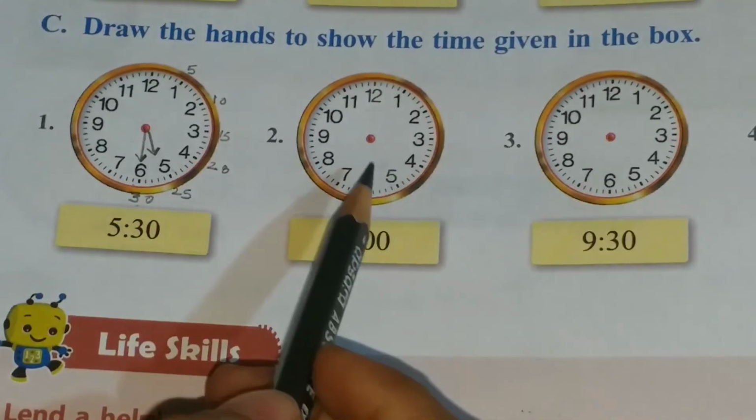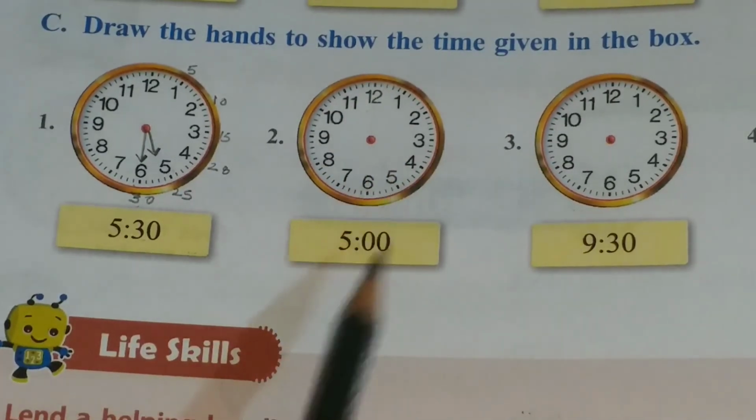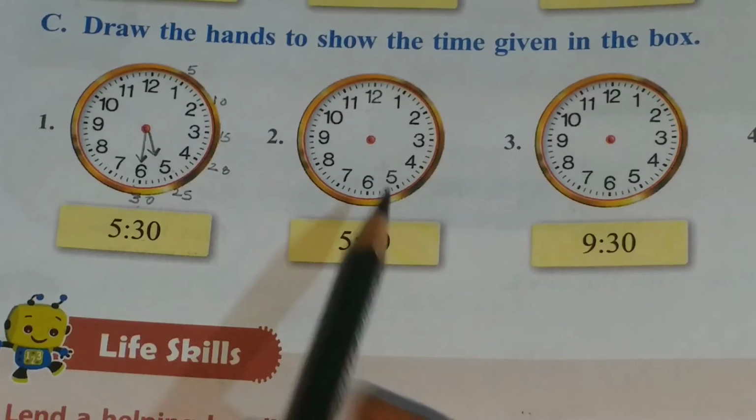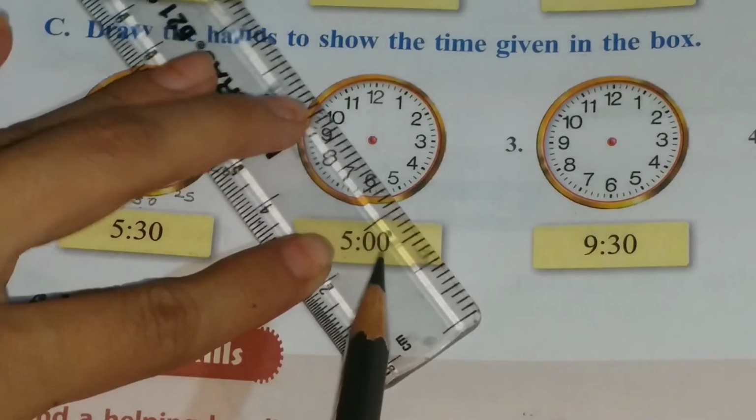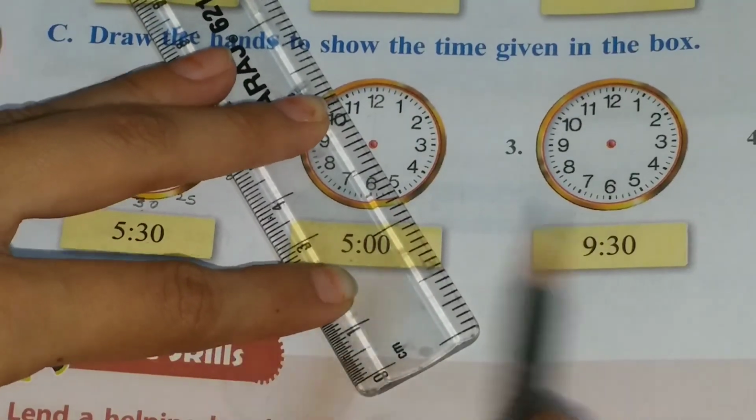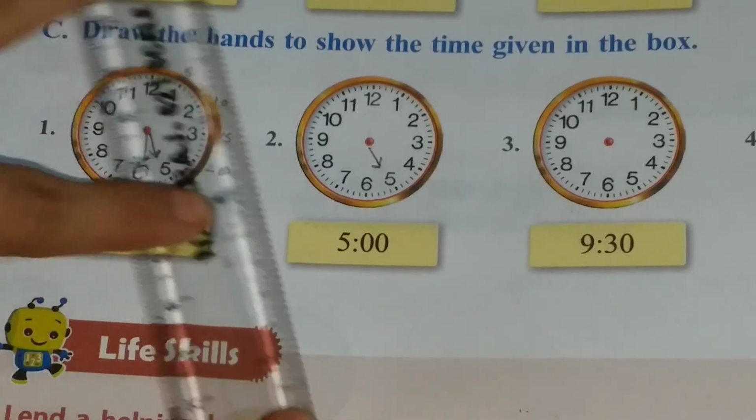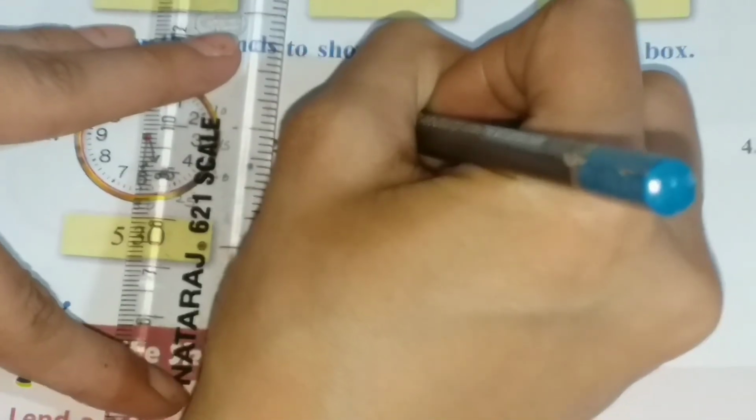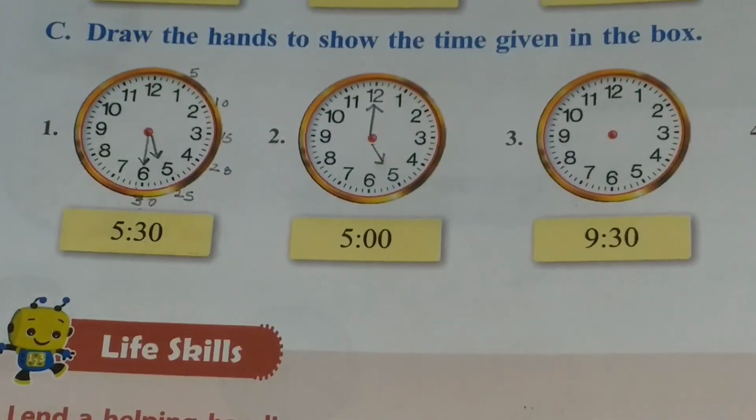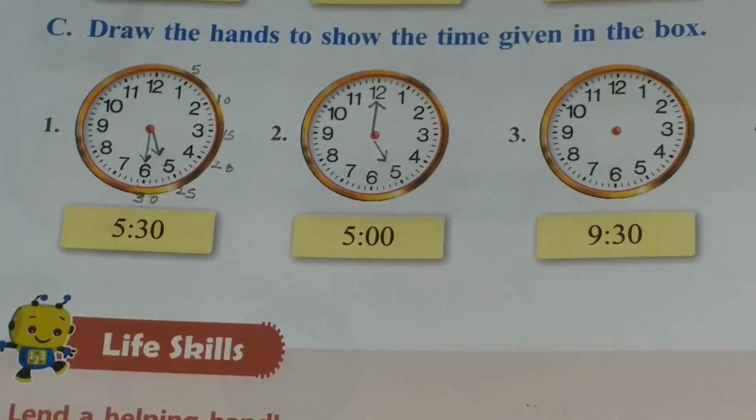Understood? Now children, look here. Now you have to show the time 5 o'clock on this clock. So how will you show the time 5 o'clock on this clock? You have to draw the hour hand pointing towards 5. Okay, like this. And you have to draw the minute hand which will be pointing towards 12 like this. Okay, so the time 5 o'clock is shown on this clock.